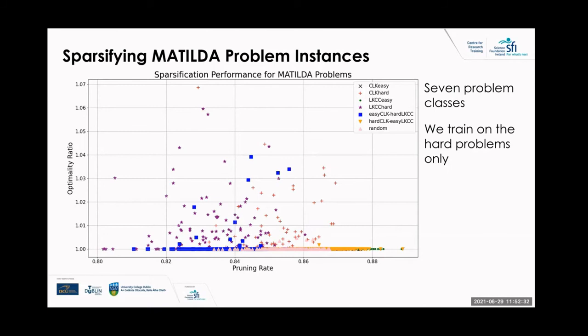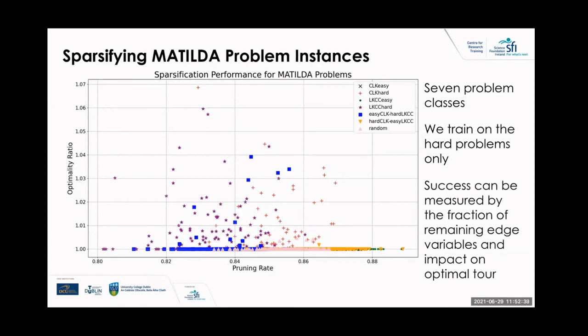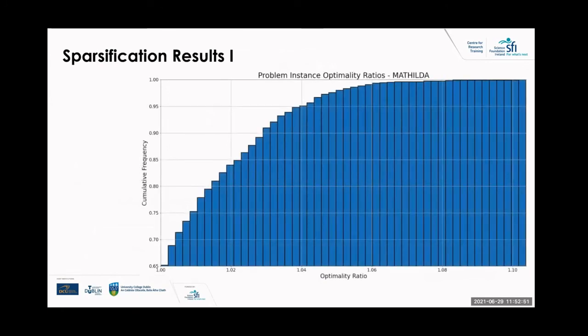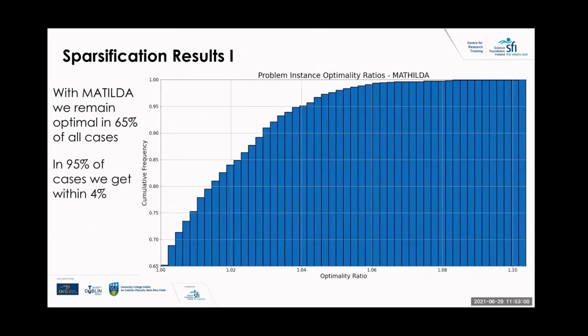So the performance tends to degrade more visibly for these particular problems. And we measure the success of the pruning by the pruning rate we can achieve, so the number of variables that we can remove, and the resultant effect that it has on the optimality ratio. So in 65% of cases, we get optimal solutions for these Matilda problem instances. For these problems as well, in 95% of cases, we get within 4% of the optimal solution. So having removed as many edges as possible, we obtain solutions in our pruned instances that are no more than 4% worse than the original problem instance.